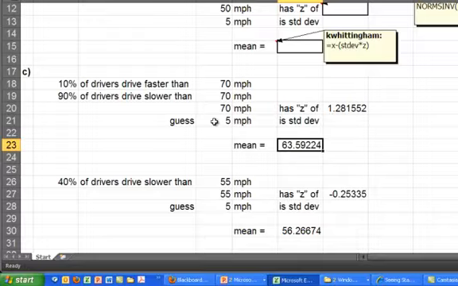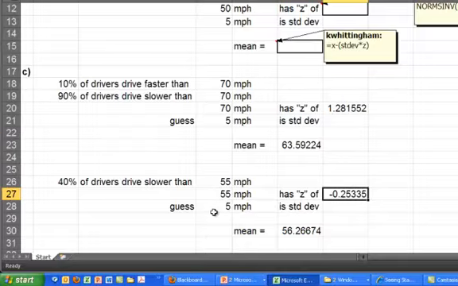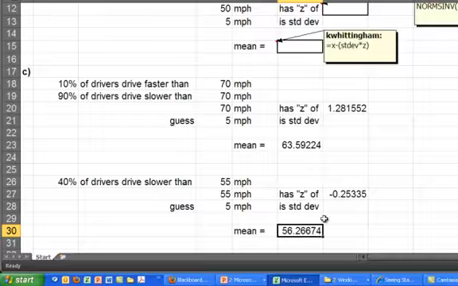Okay. Well, if I plug that guess into the next condition, where I'm told that 40% of drivers drive slower than 55 miles per hour, and I do my same calculation here, and I make the same guess of 5 miles per hour for the standard deviation, when I plug in my formula, I get a different value for the mean. Okay? What I need to find is the right pair of standard deviations and means that satisfy both of these conditions. So it can't be 5 miles per hour as the standard deviation, because that's not giving me the same value for the mean.